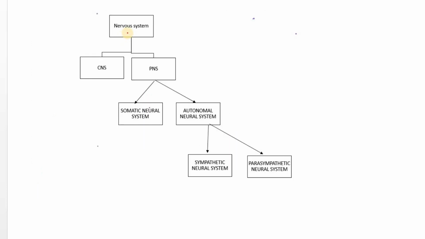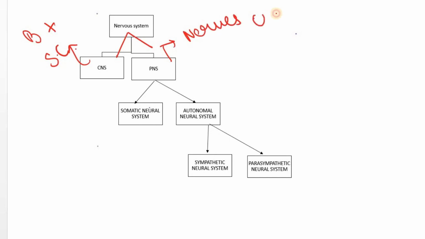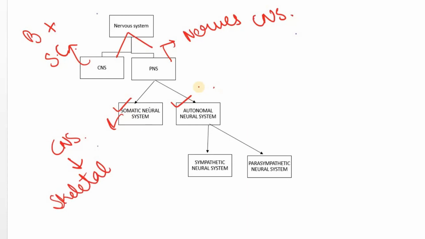So as we studied, the nervous system is divided into two categories, CNS and PNS. CNS is composed of brain and spinal cord. PNS or the peripheral nervous system consists of all the nerves associated with the CNS. PNS is further divided into somatic neural system and autonomous neural system. Somatic neural system helps in transmission of nerve impulse from the CNS to the voluntary muscles or the skeletal muscles of our body. Autonomous neural system is responsible for the transfer of impulse from the CNS to the involuntary or the smooth muscles of our body.